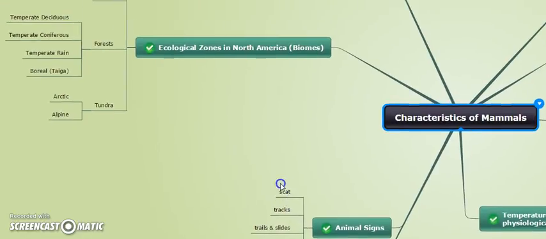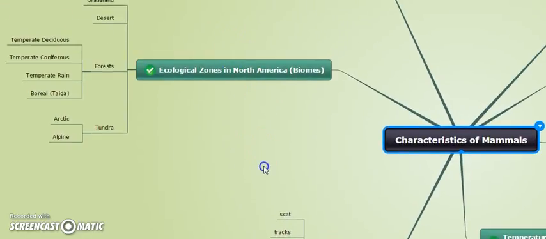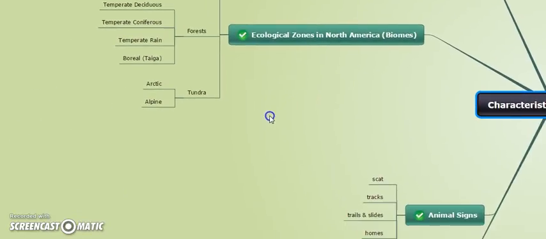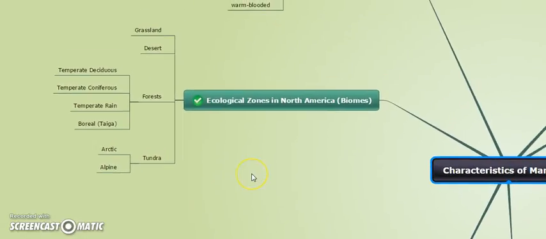We talk about this in terms of where they live. North America, as well as the world, is divided into ecological zones that are called biomes. In North America, they're basically grassland, desert, forests, and tundra. Then there are subdivisions in each of these, and the detailed outline goes into the different conditions in each of these different biomes.